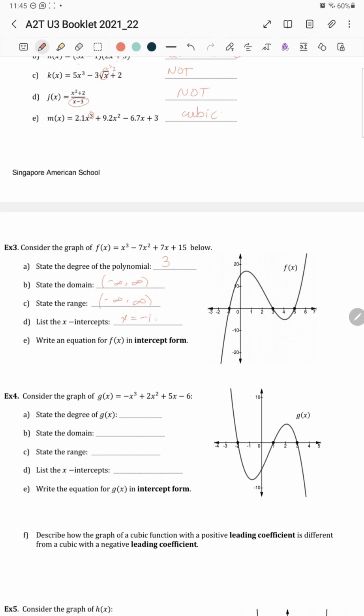-1, 3 and 5. So f of x can be written as (x plus 1)(x minus 3)(x minus 5). And here the coefficient of x cubed is +1, so a would be 1. 1 is very important because it means the function is positive. It means increasing trend.